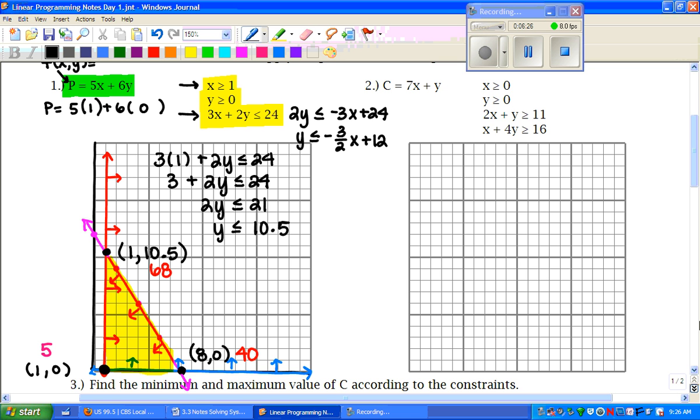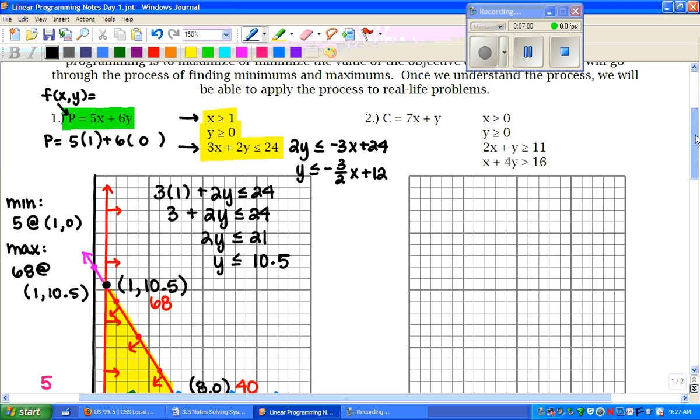So in order to answer the question in your homework tonight, the minimum is going to be the smallest value. If I look at 68, 40, and 5, 5 is the smallest value, and it happens at 1 comma 0. For the maximum, I look at those three numbers again and I say the maximum is 68, and that happens at 1 comma 10.5. So we're going to repeat this process until you feel comfortable with it.